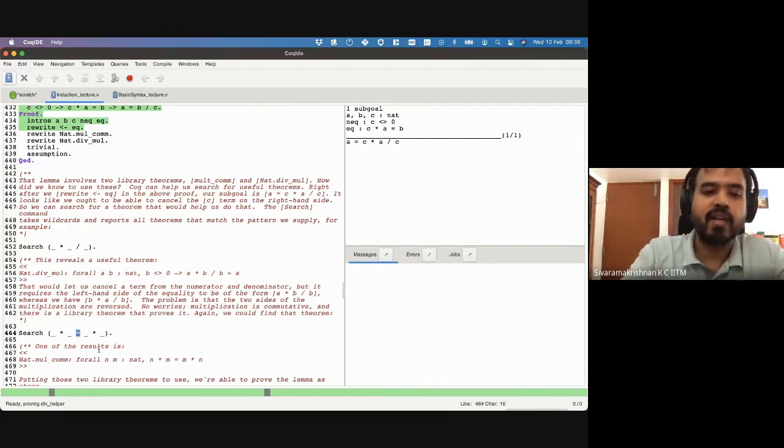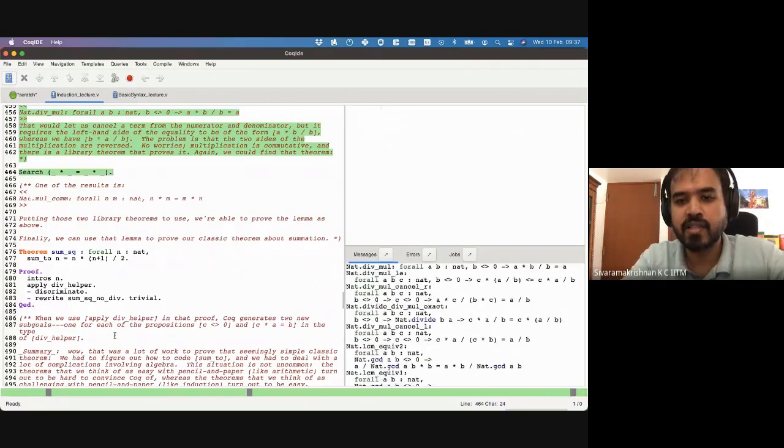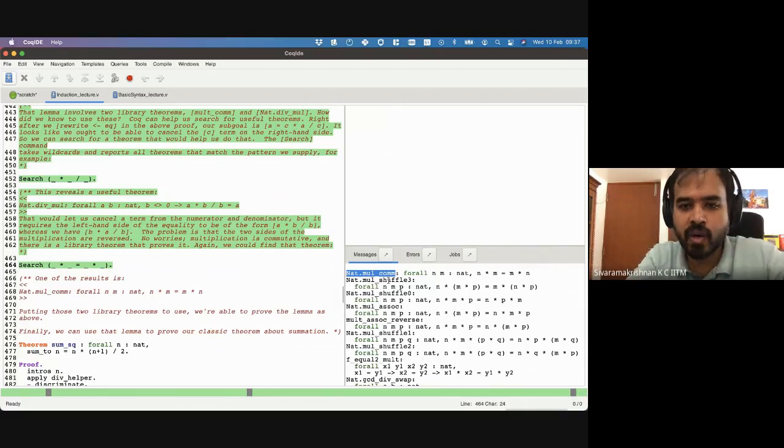And there might be multiple theorems that satisfy this pattern, and one of them should be commutativity, if it does exist. And yeah, if you do this, you see that there is mulcom, which is n times m equals m times n. There are also other things, like associativity, shuffle, and so on, for multiplication. All of these are useful, but what we are looking for is this pattern, Nat mulcom, which shows us that for any two natural numbers, multiplication is commutative.